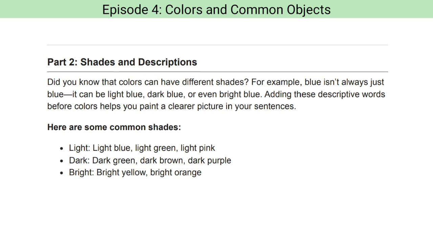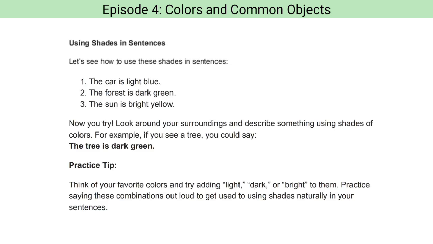Here are some common shades. Light: light blue, light green, light pink. Dark: dark green, dark brown, dark purple. Bright: bright yellow, bright orange. Using shades in sentences, let's see how to use these shades in sentences. 1. The car is light blue. 2. The forest is dark green. 3. The sun is bright yellow.